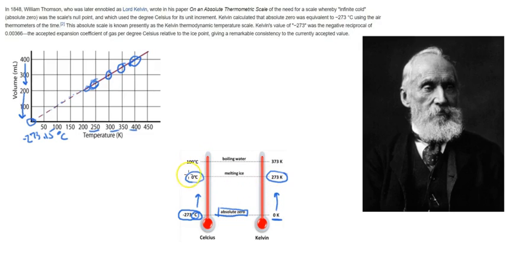If I add 100 degrees to this, I end up at 100 degrees C, which is the boiling point of water. If I add 100 degrees to this, I get 373. And of course that is the boiling point of water as well. So that is really the difference between these two.